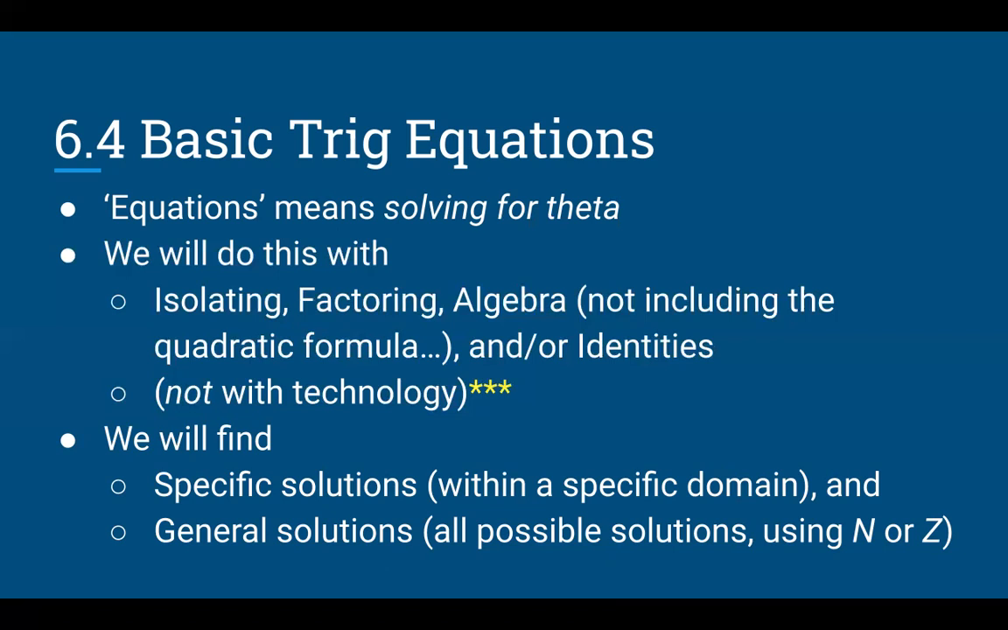General solutions means all possible solutions. So it's using n for natural numbers, because some places in the textbook it uses natural numbers. Some places it uses integers, which is Z. I prefer integers. It uses natural numbers when it uses the plus minus symbol. I'd prefer integers. That takes care of it. But as long as you're covering your bases, I'm not going to give you grief.